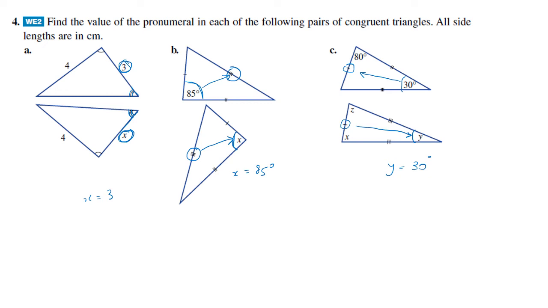All right, let's have a look. So the 80 degrees is opposite the side with 3 notches. In our second triangle, 3 notches is this one here, which is x. Therefore, x equals 80 degrees.